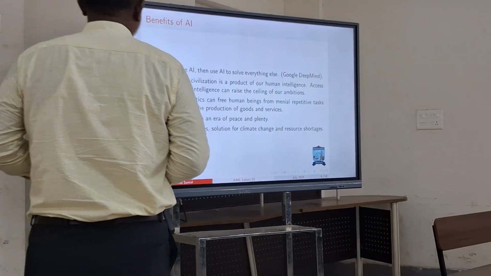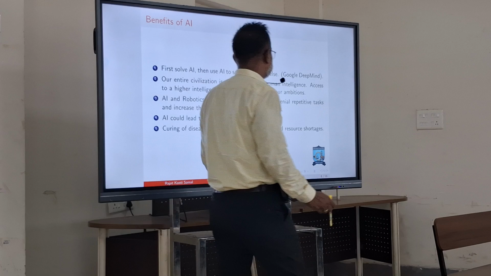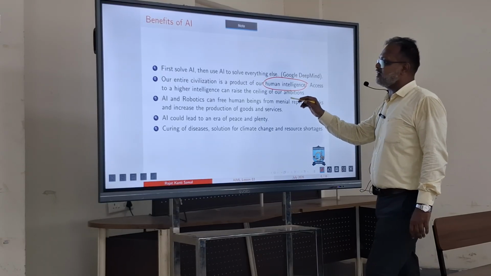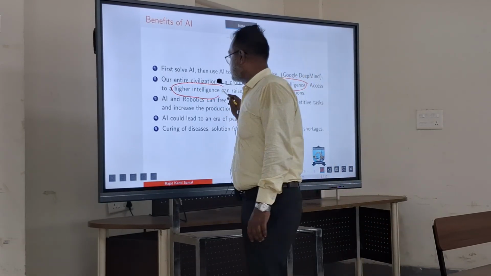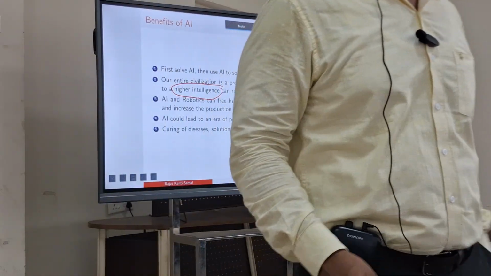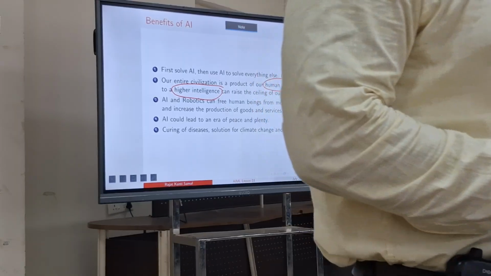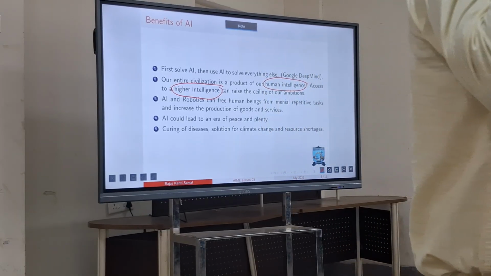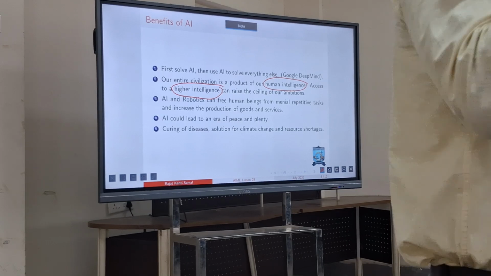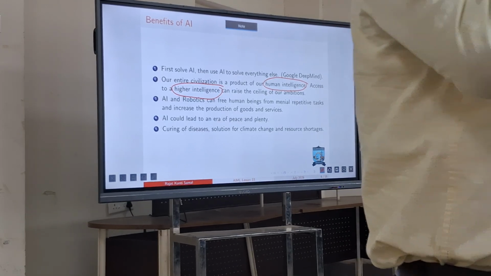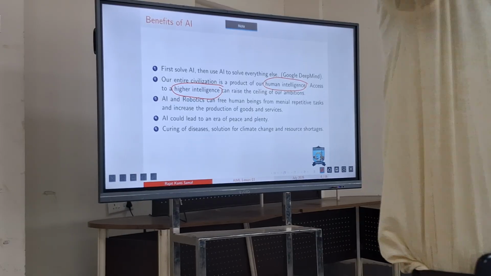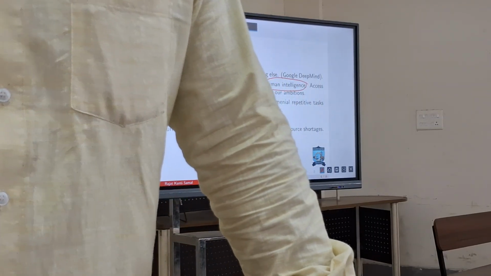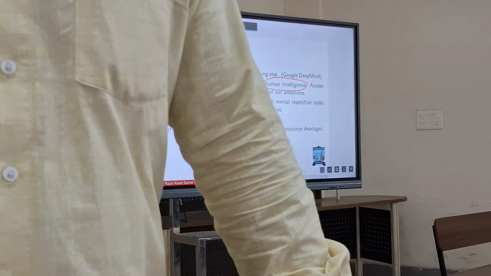Okay. Our entire civilization is a product of human intelligence. Access to a higher intelligence can raise the ceiling of ambitions. Okay, so we want a higher intelligence. In Indian philosophy it is atma or brahma. Brahma is the absolute reality, atma is the personal reality. But there is a connection between us and the absolute reality. Okay, AI wants to take a middle one: human beings are intelligent, then AI is a little more intelligent, then we have got the absolute intelligence. So that's what they mean. Okay, but we are the leaders or rulers of the world because we are the most intelligent. So if you develop something more intelligent, obviously they will be the rulers.